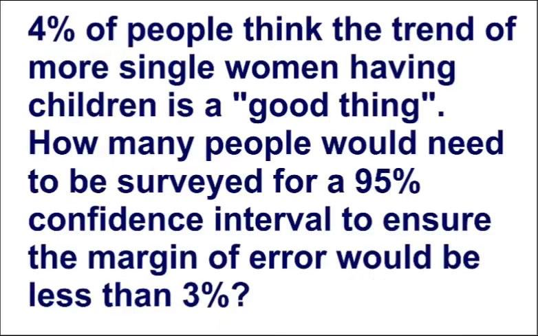Okay, let's try one on your own. In a study on marriage and family, 4% of randomly selected people said that the trend of more single women having children is a good thing. How many people would need to be surveyed for a 95% confidence interval to ensure the margin of error would be less than 3%? Pause the video, try this one out on your own, and when you're ready to check your answers, restart the video.